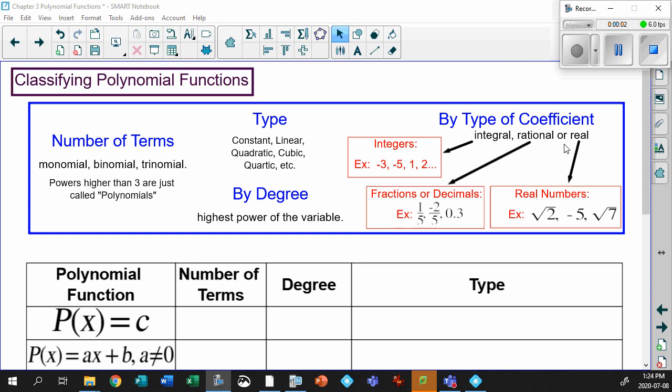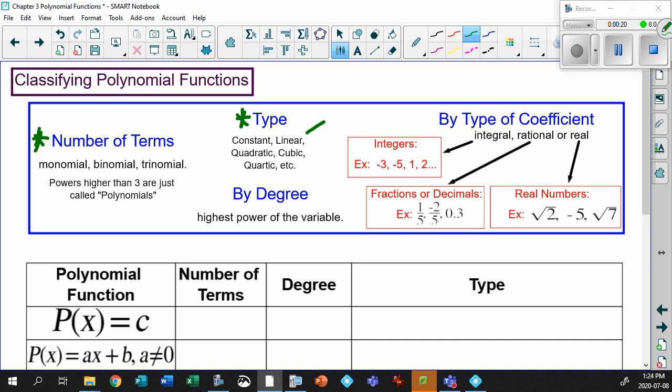Let's expand on what we already know about what a polynomial is all about. But now I want to start getting a little bit more particular about what we're doing. For example, let's talk about how many terms we have. What type of polynomial is it? Is it linear? Is it quadratic? Is it constant? Is it a cubic polynomial? These all start describing the type of graph you're going to get.